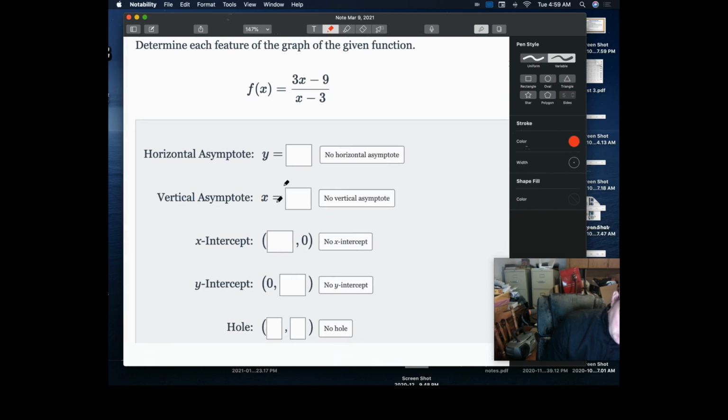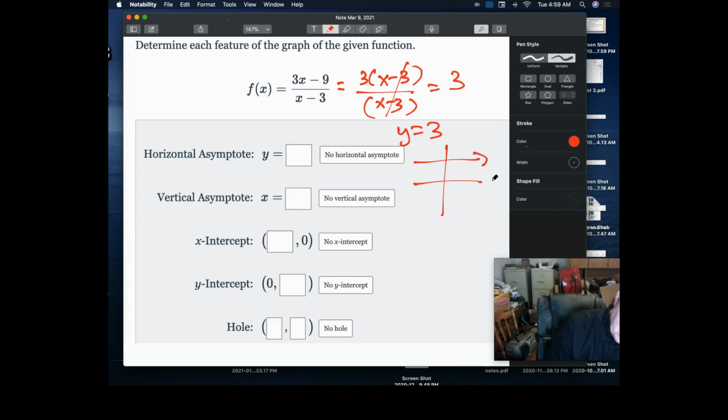All right. So determine each feature. So we're going to factor out of 3. This one's interesting because what this breaks down to is 3. So this is y equals 3, it's just a line at y equals 3, right? We know that when x is 3 right here, that's a hole. So we know we have a hole at (3, 3). Okay.